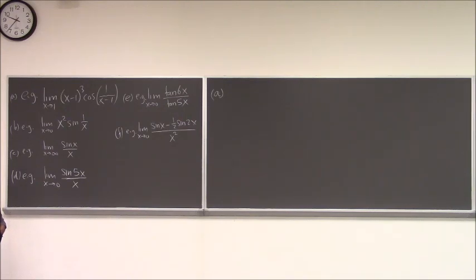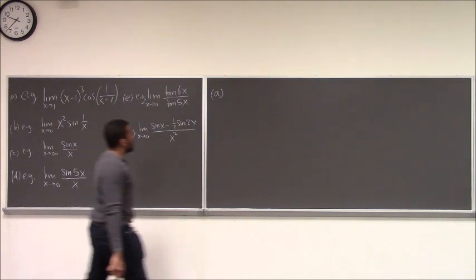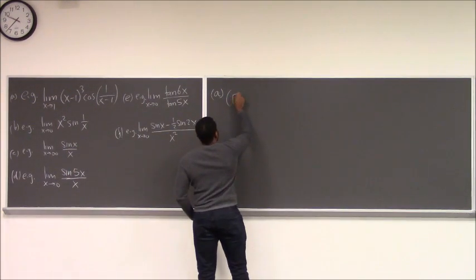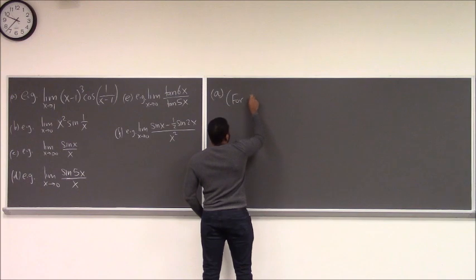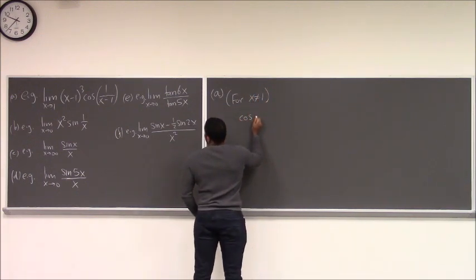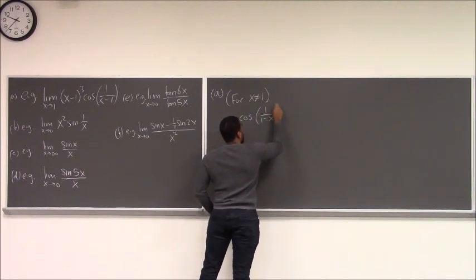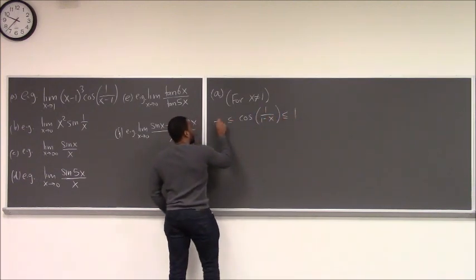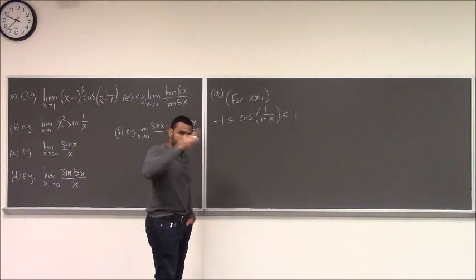I bounded it: -1 is less than or equal to cosine of 1 over x minus 1 is less than or equal to 1. And then I multiplied each side by x minus 1 cubed, and I flipped the inequality then. So, of course x cannot be 1, but for x not equal to 1, notice that whatever values this cosine gives you will be between -1 and 1 by our knowledge of trig functions. Cosine bounces up and down.